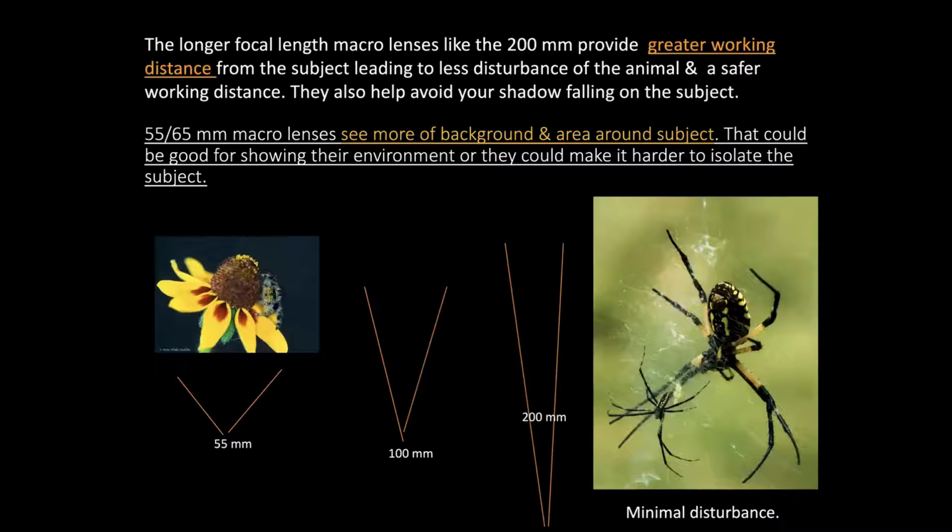The longer focal length macro lenses, such as the 200, provide greater working distance from your subject. That means less disturbance of the animal and a safer working distance, particularly if you don't like spiders like me. They also help avoid your shadow falling on the subject, which can scare it away. The shorter macro lenses, like the 55, 65, see more of the background and the area around the subject, and they could be good for showing their environment, but they might make it harder to isolate the subject.